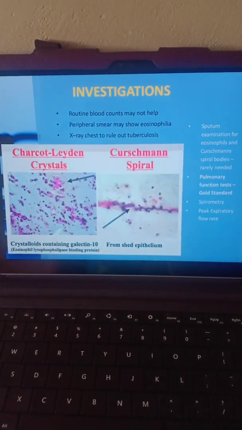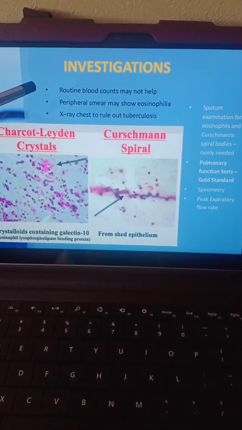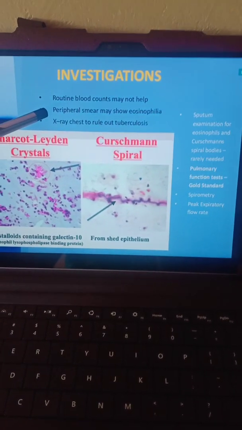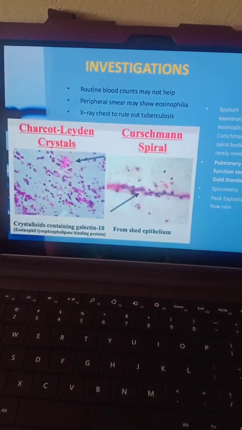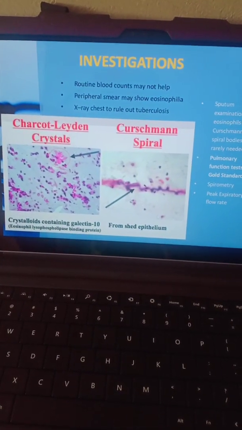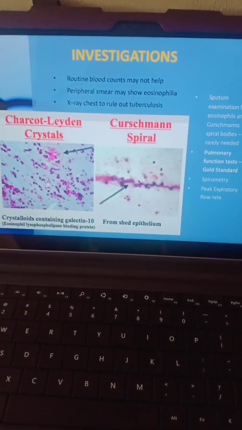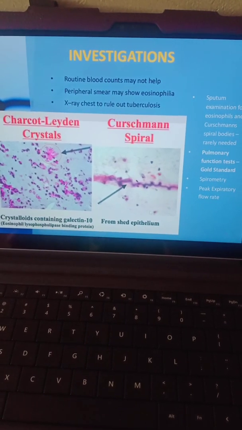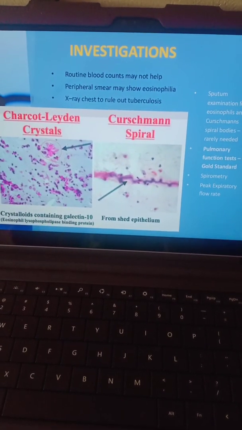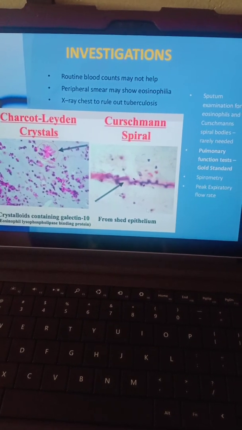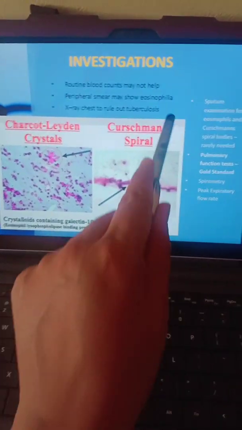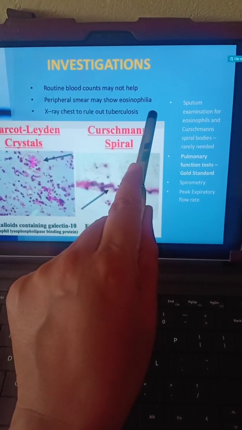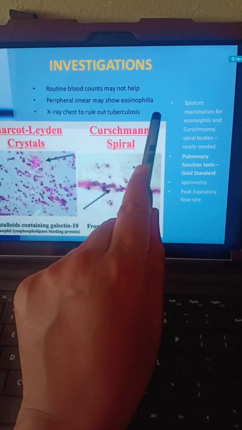Now what investigations do you have to do? The routine blood counts may not help. Okay, they may help or they may not help. If you go for a peripheral smear, then as we have previously discussed in the modern view of asthma slide, the main pathophysiology is that an allergen will trigger which two types of cells? The dendritic cells, the macrophages and the mast cells. The mast cells will degranulate and will in turn activate eosinophils. So eosinophilia is seen in the peripheral smear of asthma patients.